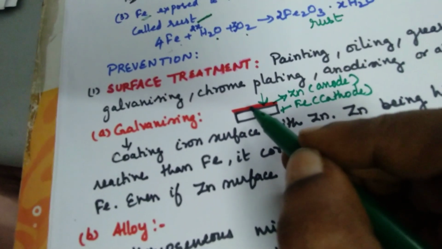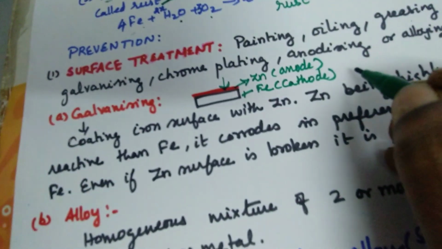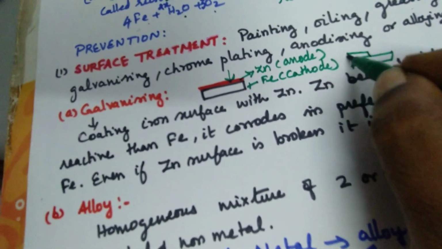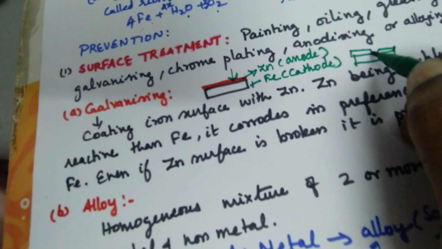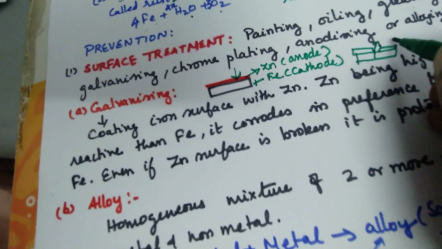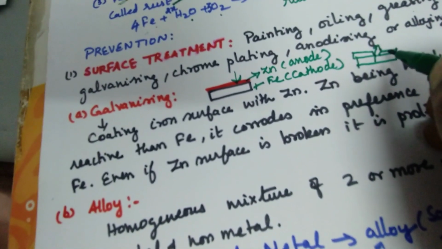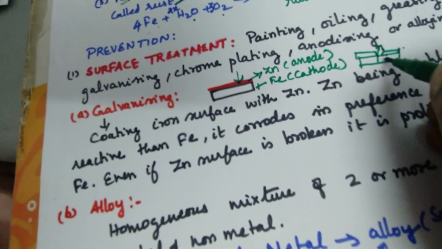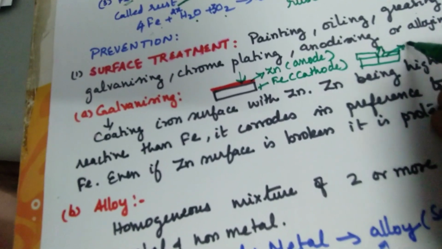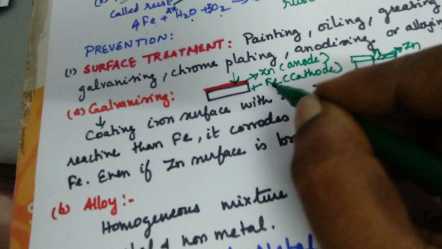So even in a small area, consider I have a metal like this. In a certain area, there is no zinc. Zinc is removed, and now iron is exposed here. Even if iron is exposed, it will not corrode. Why? The zinc is anode and iron is cathode. A cathode will never corrode. Only zinc will corrode. So that is the benefit.